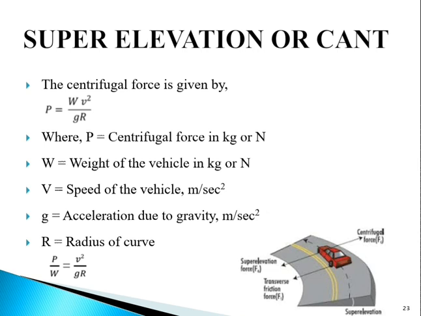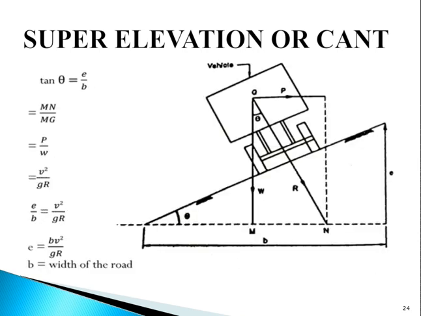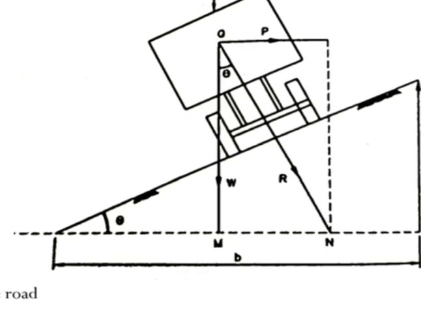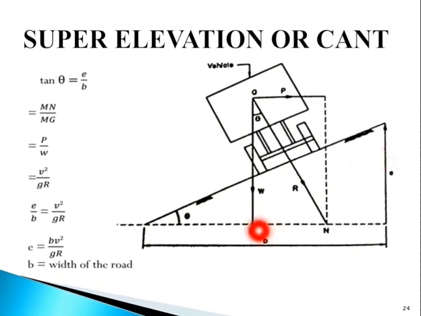Further this equation is simplified into P by W is equal to V square upon GR. From the figure, tan theta will be small e by small b. Here you can see the small e and small b. So MN by MG is equal to P by W, which is equal to V square upon GR. So E by B is equal to V square upon GR.